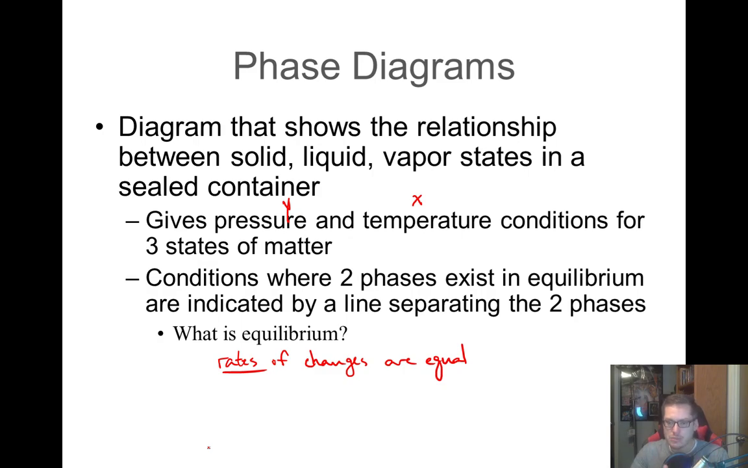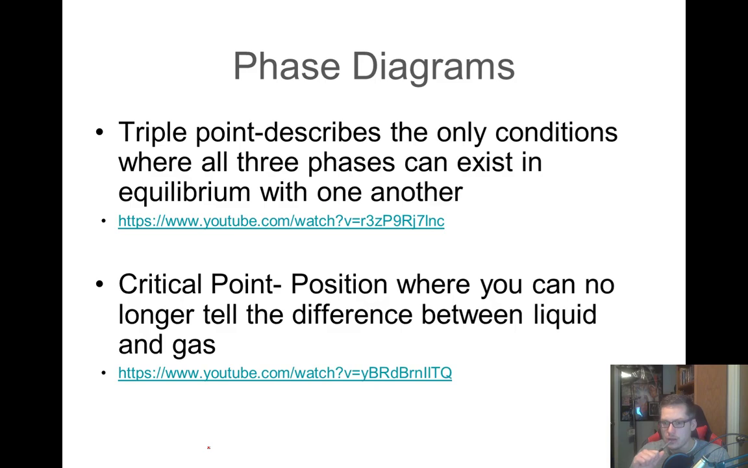And so you reach this point where the amounts of the two don't change. Now, that doesn't mean they're equal to one another. It just means that the amounts of the liquid and the gas are not changing over time. You've reached this equilibrium point. It also shows two other points that are super interesting. We've got the triple point, and this describes the only conditions where all three phases can exist in equilibrium with one another. So we have solid, liquid, and gas all in equilibrium.